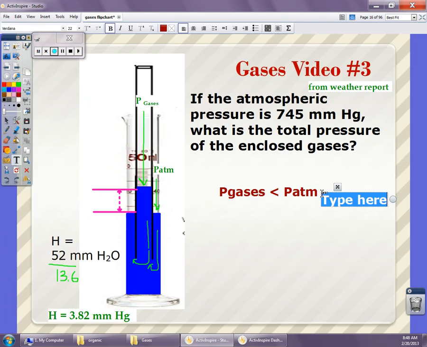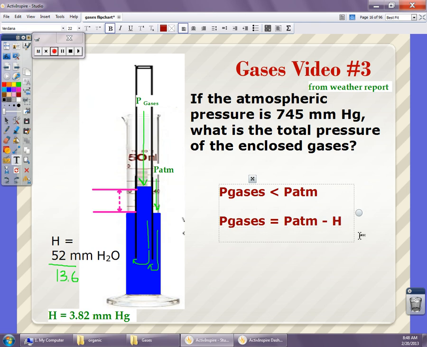We already said the pressure of the gases was less than the pressure of the atmosphere. In other words, pressure of the gases equals pressure of the atmosphere minus this height correction factor. The reason for subtracting the height correction factor is that the atmosphere is greater than the gases. If we subtract it out, the two values become the same.